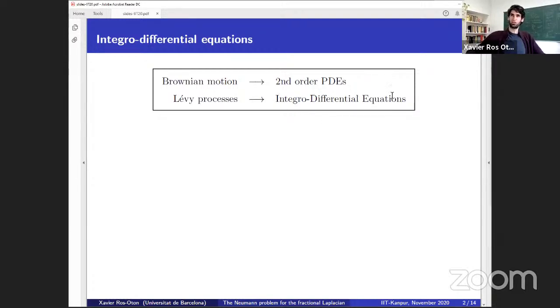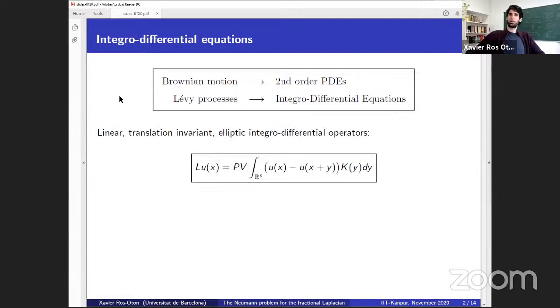So there are a variety of equations that are integral differential, linear or nonlinear, and that come from the study of Levy processes. The kind of operators that you get are basically the analogue of the Laplacian in the second order PDE case. The role of the Laplacian is played by operators which are linear, translation invariant, meaning without x dependence, and elliptic or uniformly elliptic integral differential operators of this form. This is the kind of operators in which we are interested. It's an operator acting on, say, C2 functions, with a principal value integral with a kernel that depends only on y.